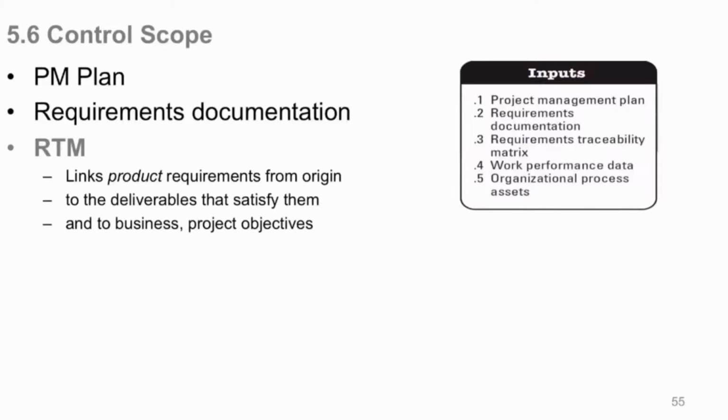Your traceability matrix comes in. This is what links the product from its origin to the requirements, to the deliverables that satisfy them, and finally to the business objectives. That's the main reason for your traceability matrix.